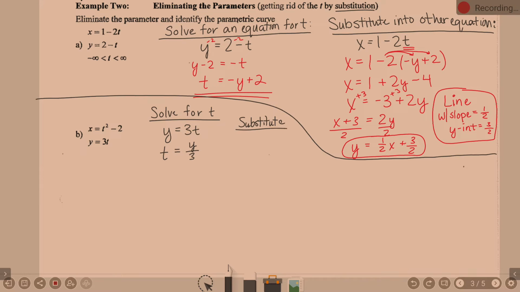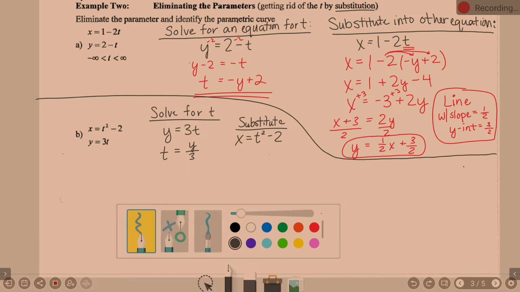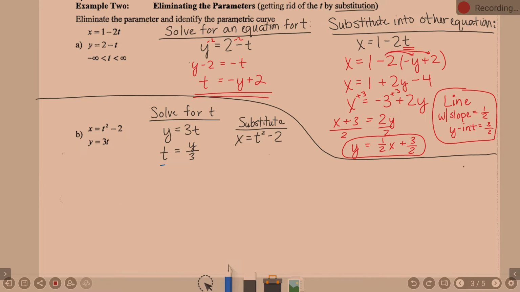So when we substitute, we're substituting into x equals t squared minus 2, correct? So we're going to have x equals, instead of t squared, I'm going to say y over 3 quantity squared minus 2. Okay. Now, let's do some cleanup here.